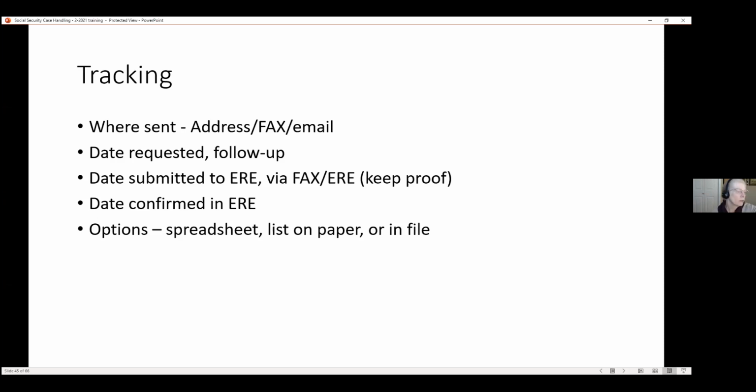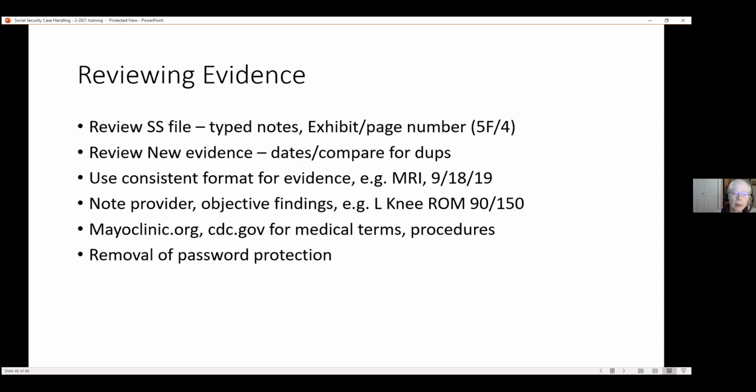Don't just have files thrown all around. These are my suggestions for reviewing the evidence. Type your notes, put the exhibit numbers, put the dates when you're reviewing evidence, and use a consistent format. Make sure you list objective findings, or opinion evidence, because as we discussed about records, that's what they're interested in when deciding the case. You can look at the Mayo Clinic, which I found is really good for explanations of impairments. CDC.gov has information too.